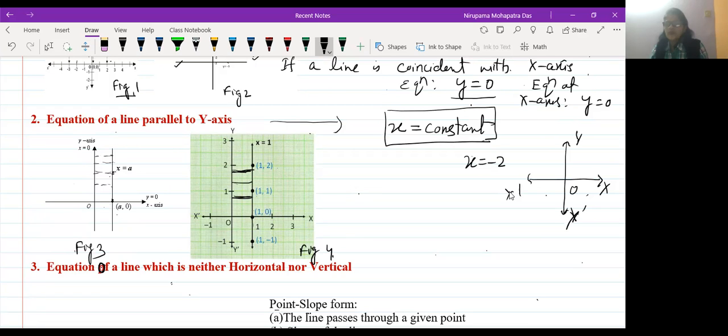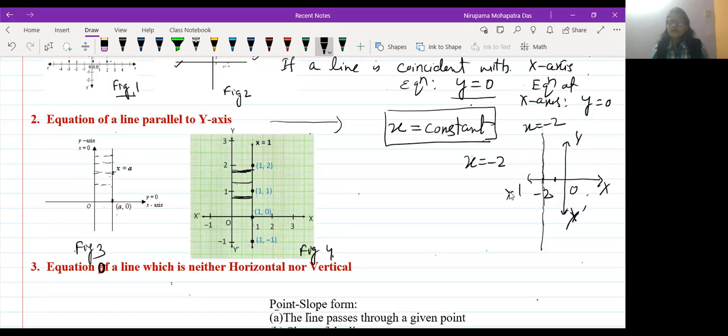So suppose you have minus 1, this is minus 2. When I say x equal to minus 2, y can take any value. So it means y will vary and x will be constant. So this line, x equal to minus 2, is parallel to the y-axis at a distance of 2 units from it, lying to the left of it. Okay, so this is the case.